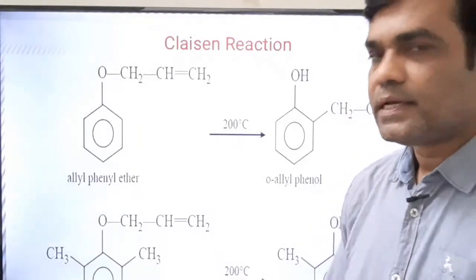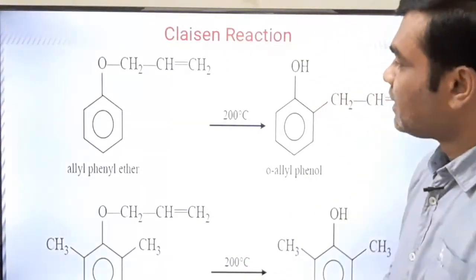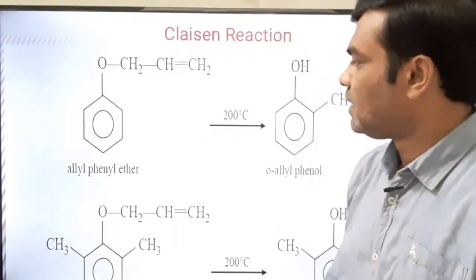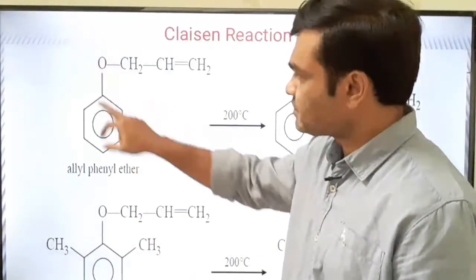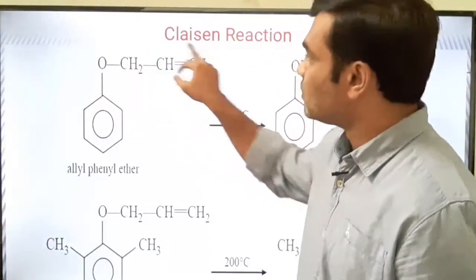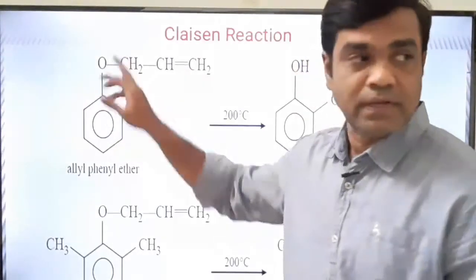Then next is the Claisen reaction. It is interesting. This is allyl phenyl ether. It is an ether, this is a phenyl group, this is an allyl group. CH2=CH-CH2 is the allyl group. It's called allyl phenyl ether.